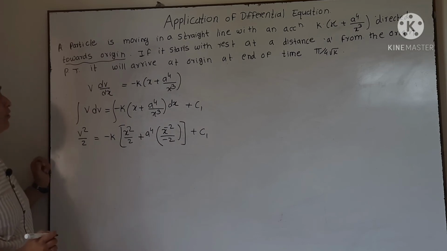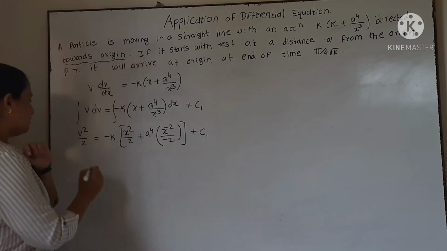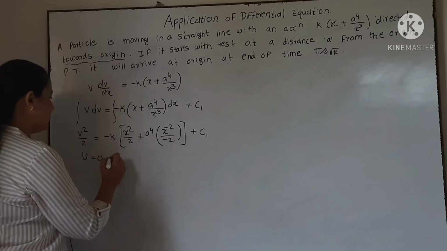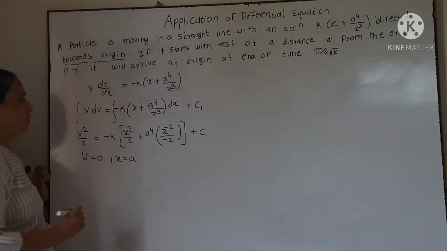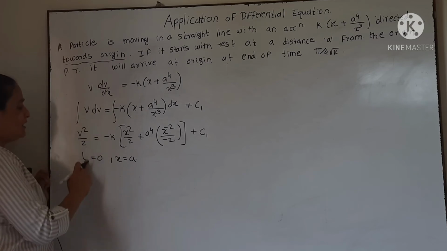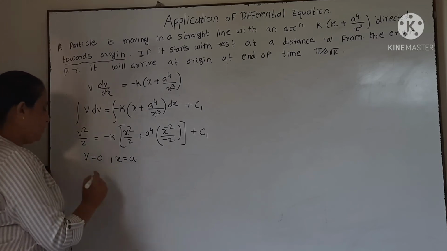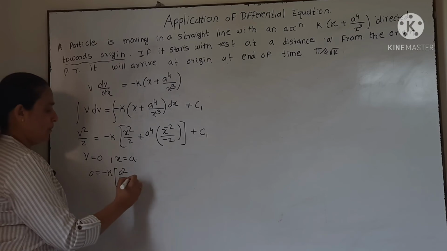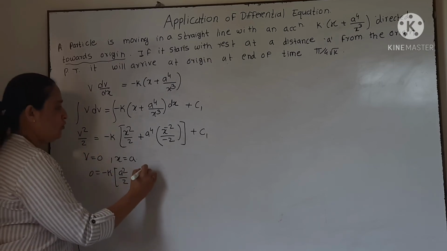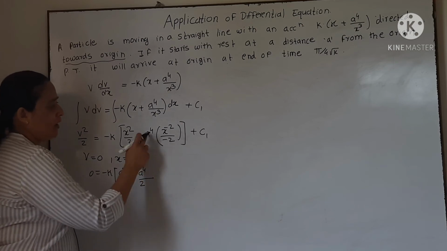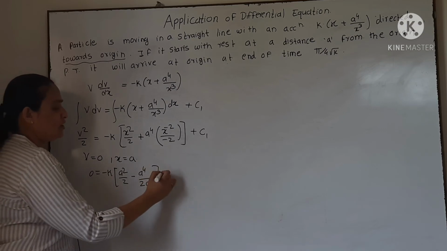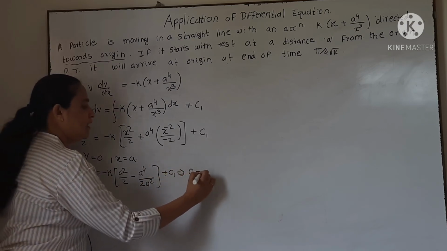Now to determine the value of c1, we will use the initial condition. They are given that it starts from rest. That means v is equal to 0 at a distance a, x is equal to a. If I put v equal to 0 and x equal to a, the left hand side will be 0. You will get minus k inside the bracket a square upon 2 minus a raised to 4 upon 2 a square. So a raised to 4 upon a square will be a square. So this value will be 0. So this implies c1 equal to 0.